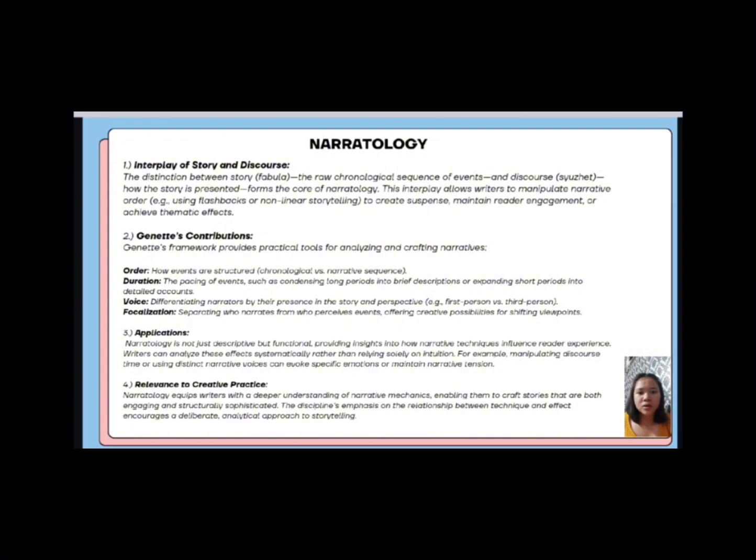effects. Narratology is more than an academic field. It is a practical guide for understanding and crafting engaging, meaningful narratives. By mastering concepts like order, duration, and voice, writers can push creative boundaries while maintaining clarity and coherence. This makes narratology an essential tool for both analyzing existing works and developing new ones.